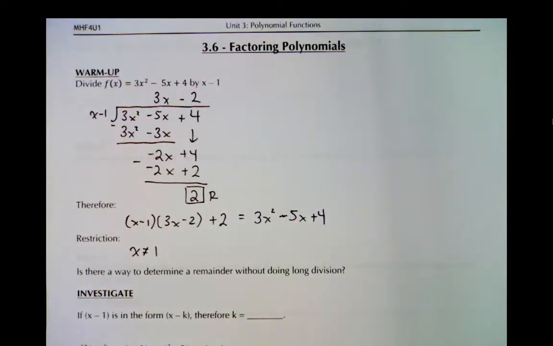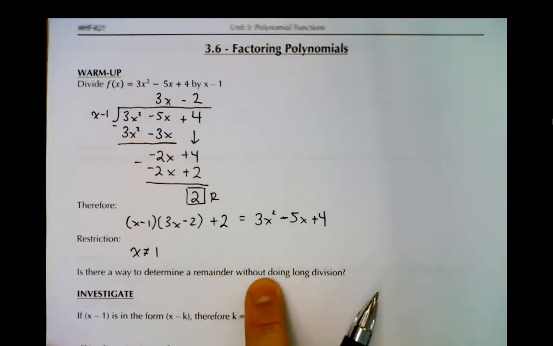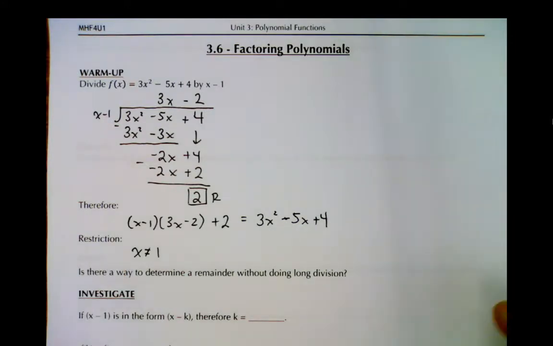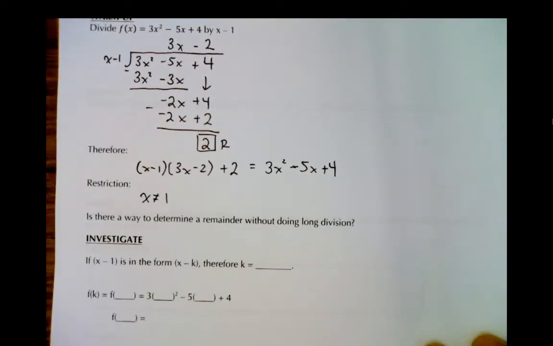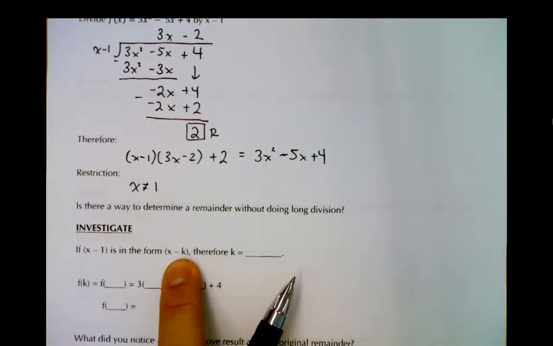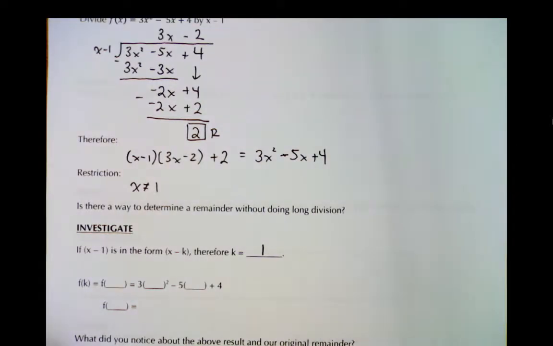So the question that the remainder theorem asks is, is there a way to determine the remainder without doing long division? And there is. So I'm going to show you first what the strategy is, and then we'll make a comparison and we'll conclude why it works. So if x minus 1 is of the form x minus k, then k would be 1. And the question here is, what does the function equal at 1? If we plug in 1, what's our function equal?